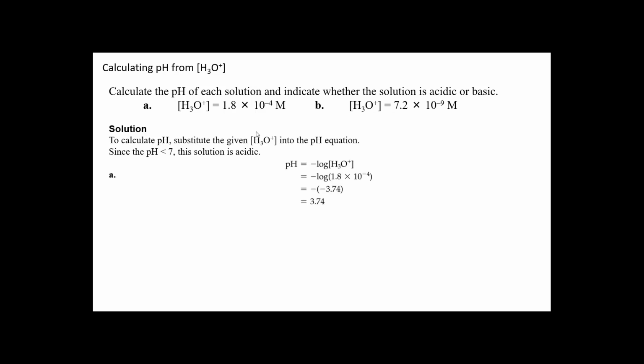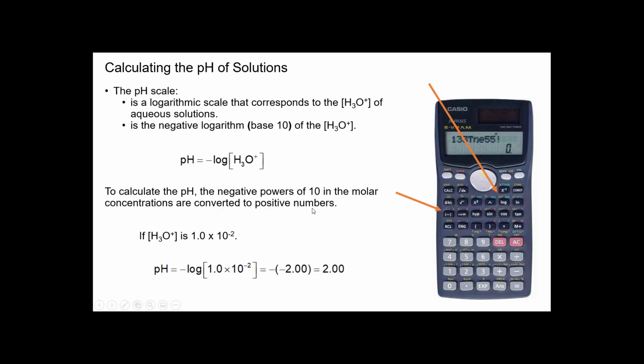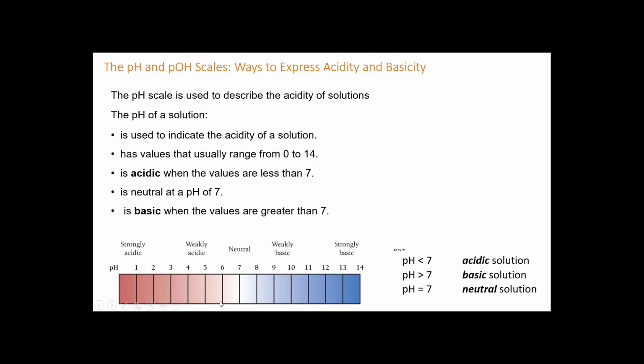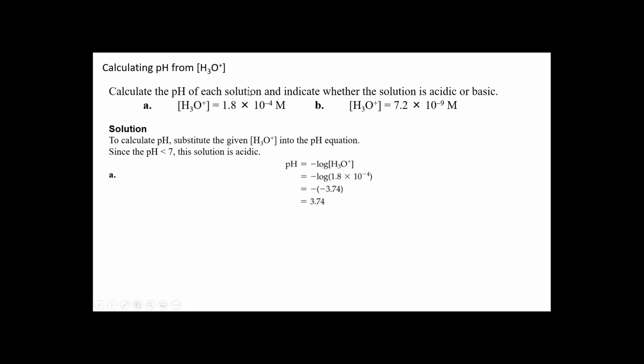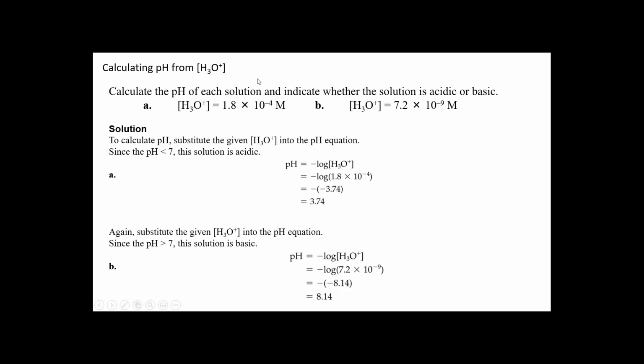We can kind of already figure out by looking at the exponents whether these are acidic or basic, but let's not jump ahead. So here we have a solution for A. We plug it in, we do the negative log, and we plug in our concentration, and it gives us 3.74. pH, remember, anything below 7 is acidic. So this solution is acidic. Looking at the exponent here, -4 is a very small negative number, so this would be acidic.